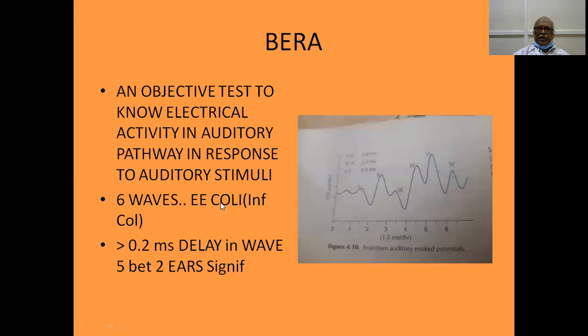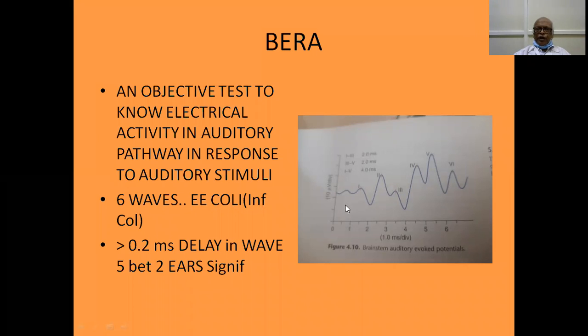Then C is for the cochlear nucleus. O, next O is for the olivary nucleus. L is for the lateral lemniscus, and I is for the inferior colliculus. So E coli, this is the tip one can remember.